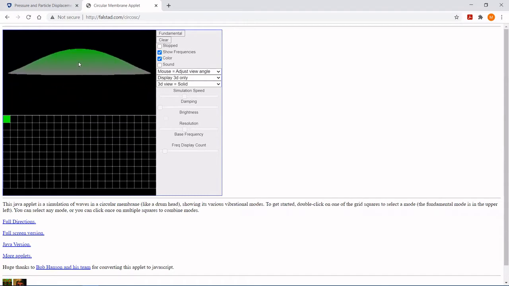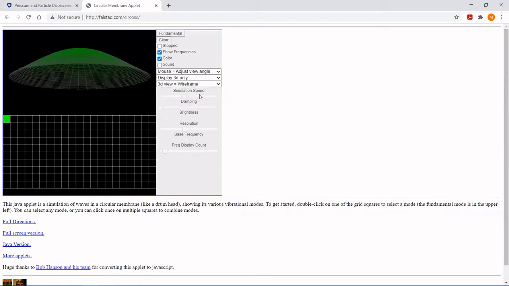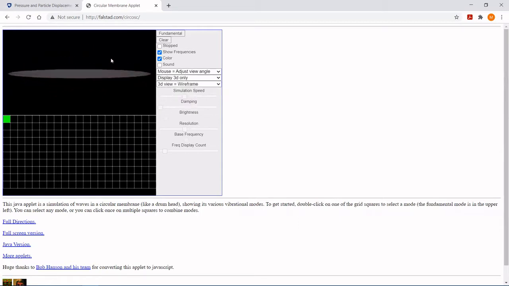And it looks like this is the fundamental mode of vibration for a circular membrane. It might be easier to visualize if we switch from the solid view to the wireframe view. I kind of like this better. Okay, what does the next mode look like?